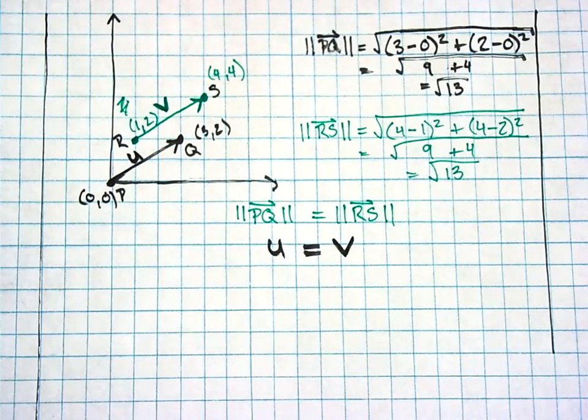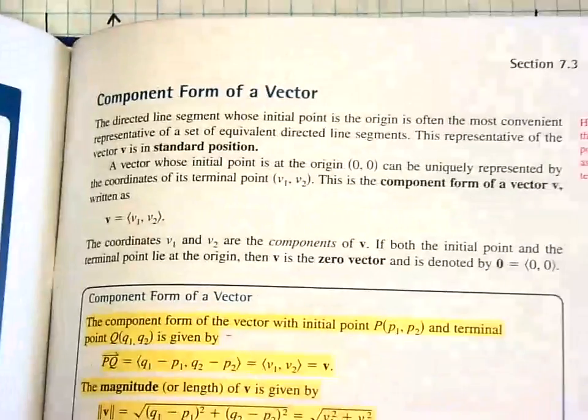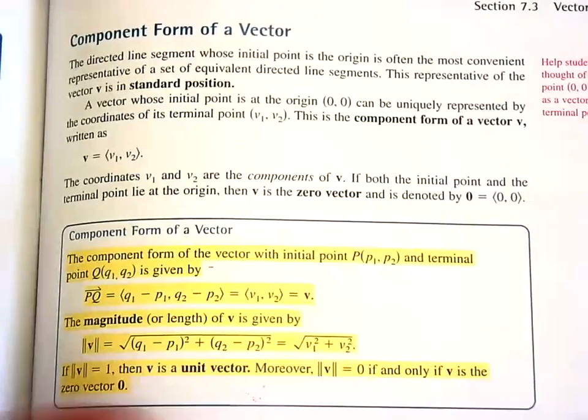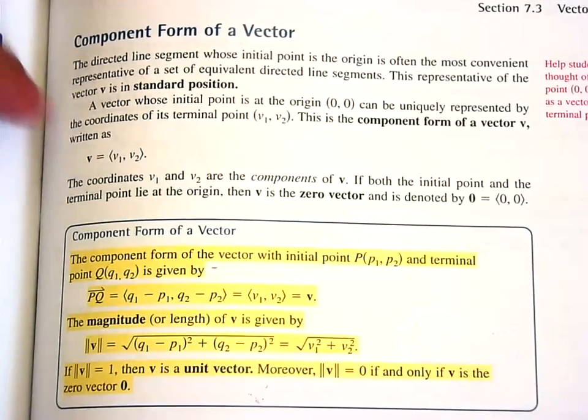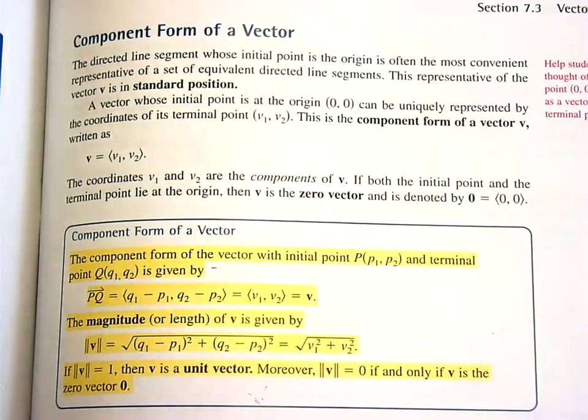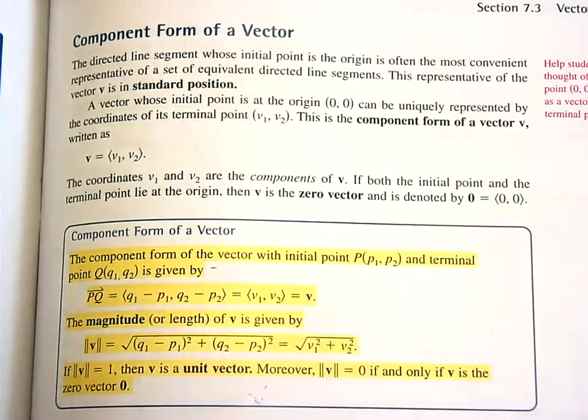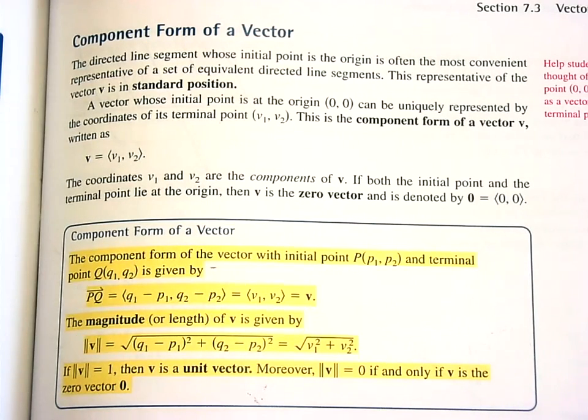Now, the whole point of component form, let's refer to the book real quickly, and you will have some things to copy down. A vector whose initial point is at the origin (0, 0) can be represented by the coordinates of its terminal point, v1, v2. This is the component form of a vector v. Now, what's the reason for doing this? It's something like this.